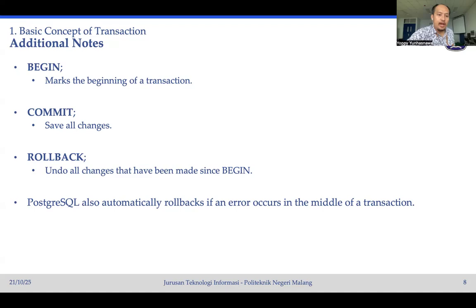And the third one is ROLLBACK. We can call rollback if our operations fail. If our transaction is not finished accordingly, we can call rollback so the data can be brought back into its original state. We also know that PostgreSQL automatically rolls back if an error occurs in the middle of a transaction, so it will automatically call rollback.